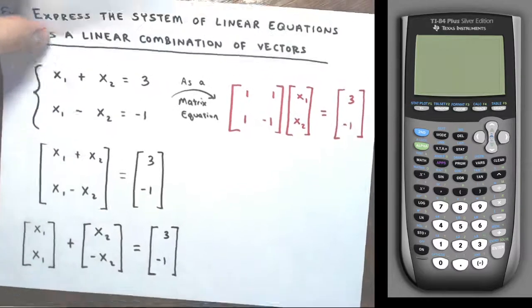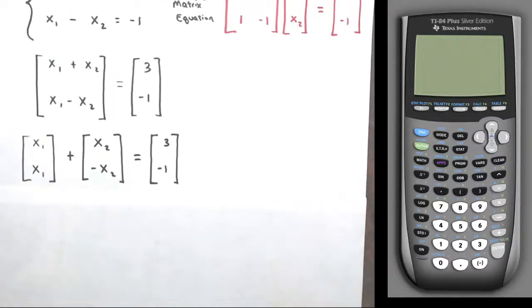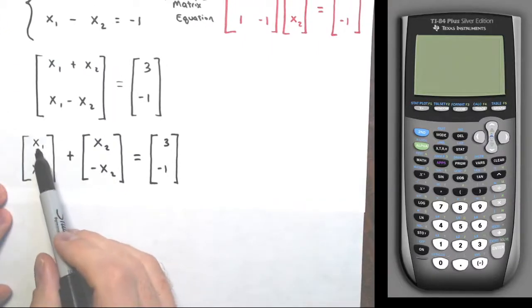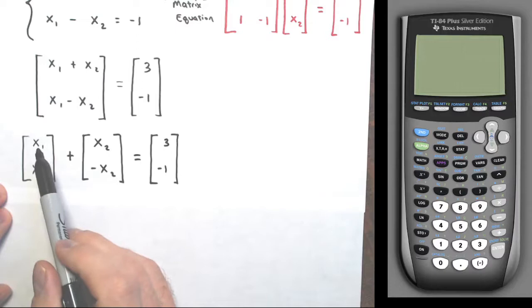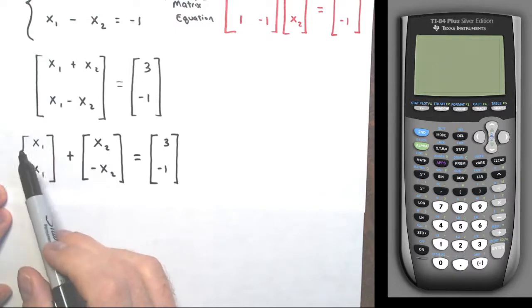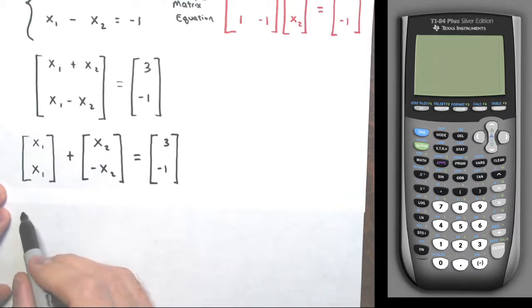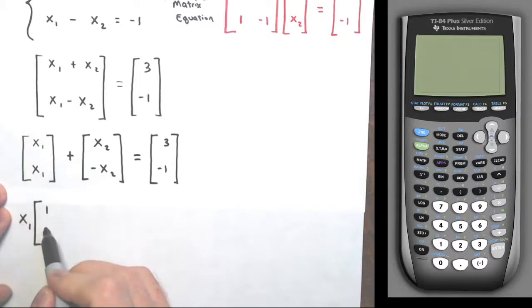One more thing to get the linear combination look is to notice that in this first matrix, both components are multiplied by x1. They both have this common factor of x1. So I'm going to pull that out as a scalar. So I have x1 times the vector 1, 1.